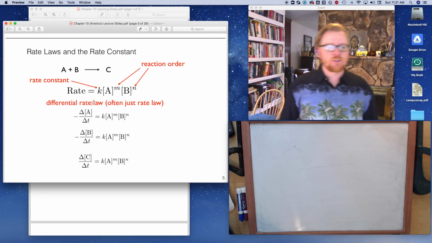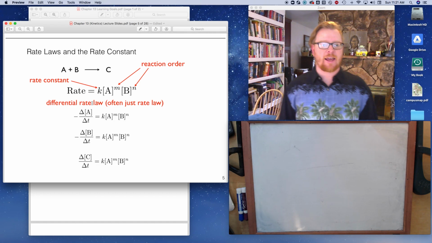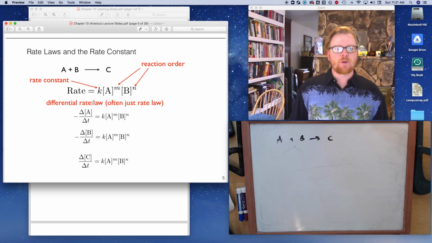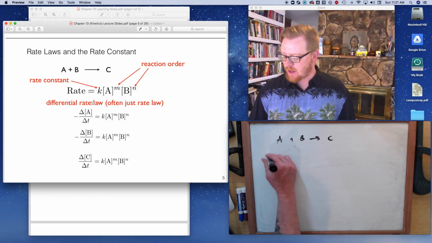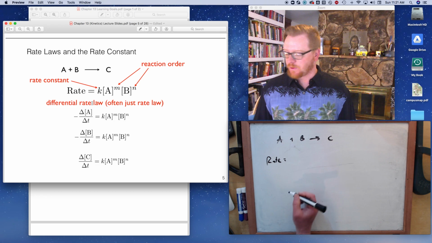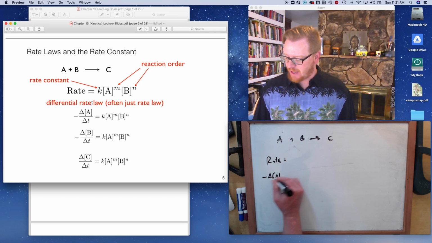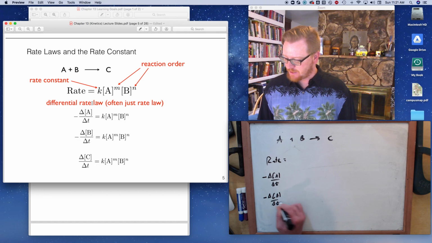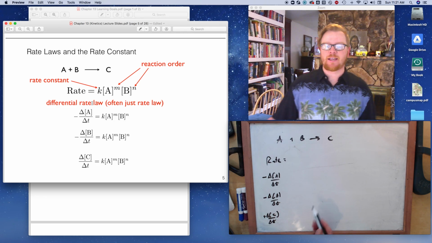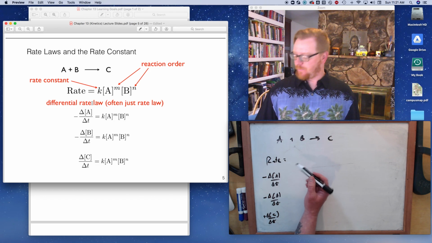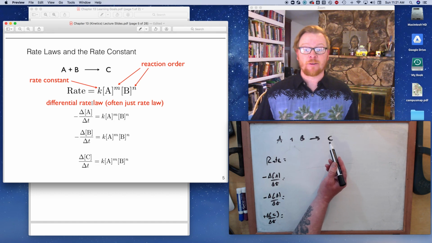Okay. So if we have the generic reaction, let's say A plus B goes to C, then we first start by writing the reaction as rate equals, and we note that that rate could be negative delta A over delta T. It could be negative delta B over delta T, or it could be positive delta C over delta T. So by saying rate, I can really make this relative to any of the reactants or products.